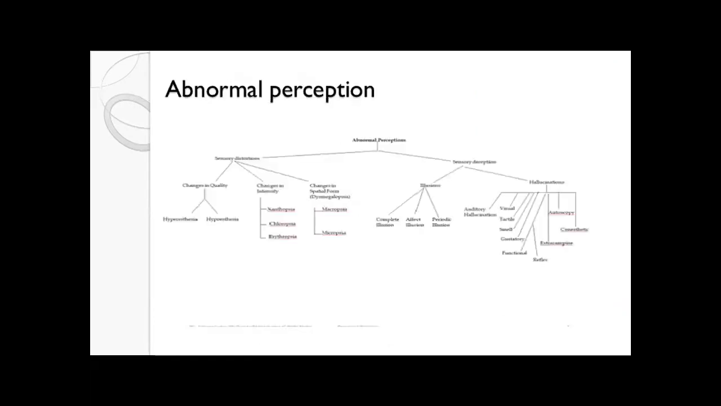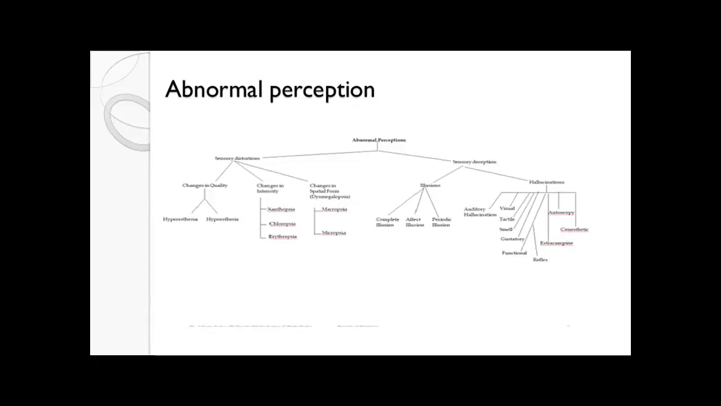Abnormal perceptions. Abnormal perceptions are of two types: sensory distortions and sensory deceptions. Sensory distortions are further divided into changes in quality, changes in intensity, and changes in spatial form. Changes in quality can be hyperesthesia or hypoesthesia. Changes in intensity can be xanthopsia, chloropsia, and erythropsia. And changes in spatial form can be macropsia and micropsia. Then sensory deceptions can be illusions, hallucinations, and pseudo-hallucinations.